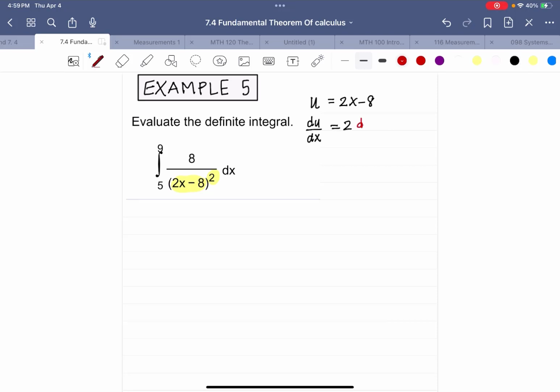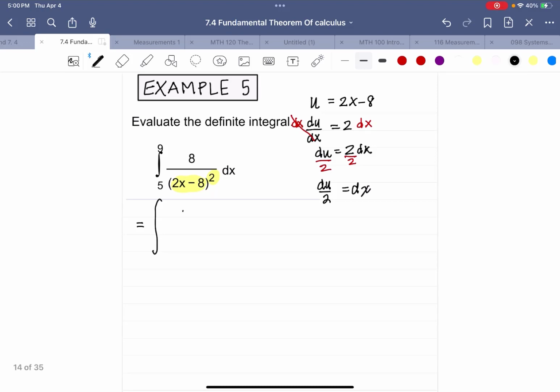I'm going to multiply both sides by dx. I'm going to try to isolate that dx. du is 2 times dx. Divide by 2. That's going to isolate my dx, and I can substitute for that as well. Now, when I switch over to the indefinite integral that has the u substitution, don't put those endpoints. Make it an indefinite integral.